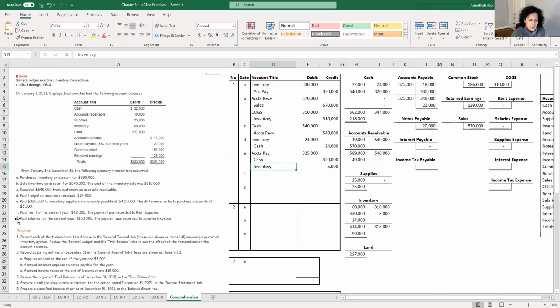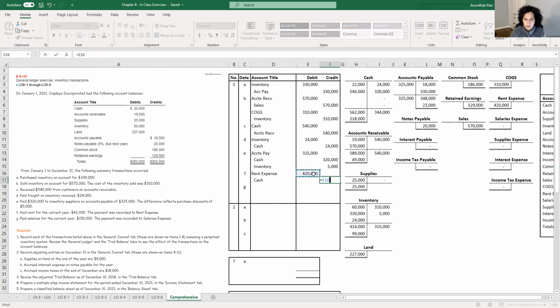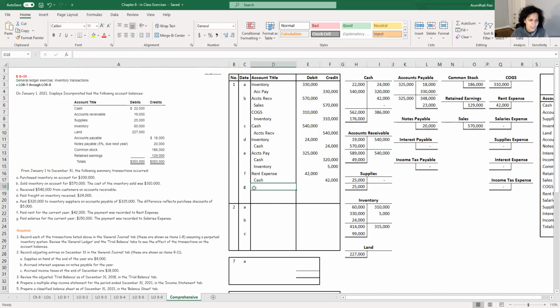The sixth transaction, I paid rent for the current year, $42,000. They told us we need to record it as rent expense. I'm sure we already knew how to do that. Rent expense debit, cash credit, and that's $42,000. Okay, now I'm going a little crazy with the zeros here. It's 42, not 420,000. That'll be a very expensive space.